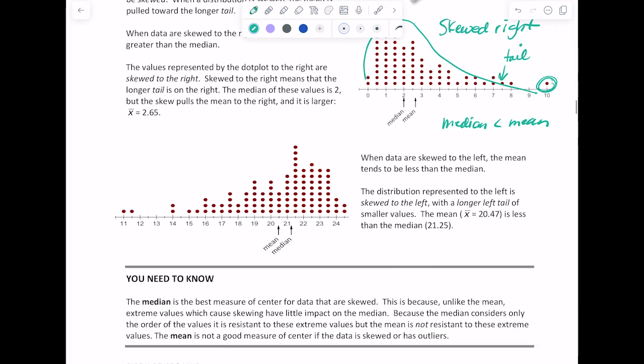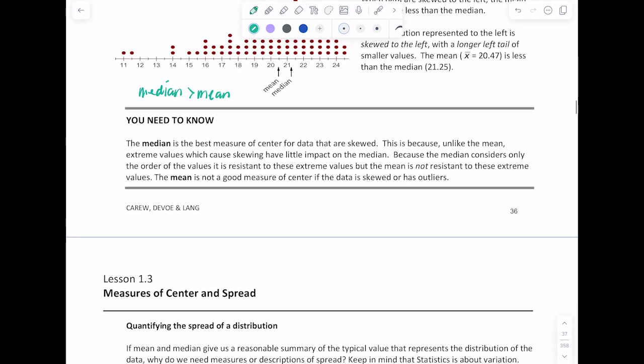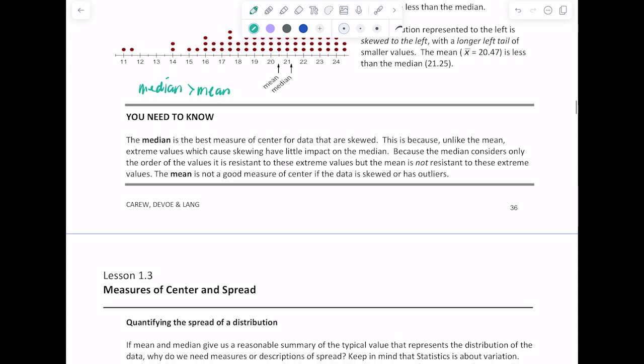When it's skewed to the left, as it is in this graph, the mean or the average is going to be pulled down. So in that case, the median will be greater than the mean, because again, the median's the middle number and it's not affected by the extreme values. So when you have a distribution that's skewed, it's best to use the median to describe the measure of center. And the mean is great when the distribution is unimodal and symmetric, and it doesn't have any outliers or extreme values.